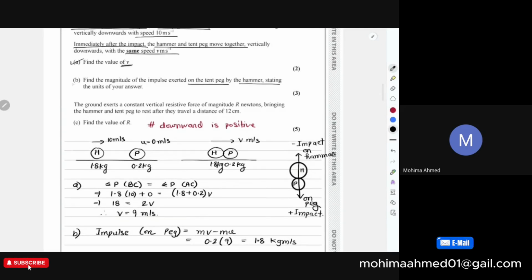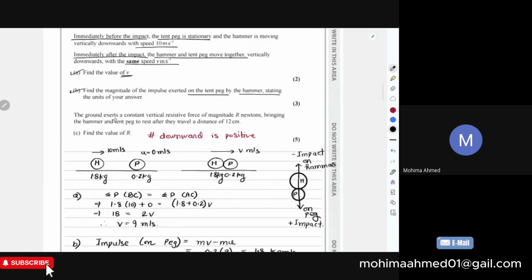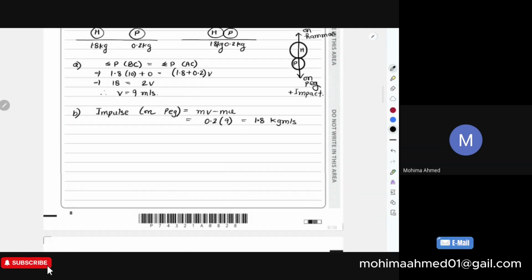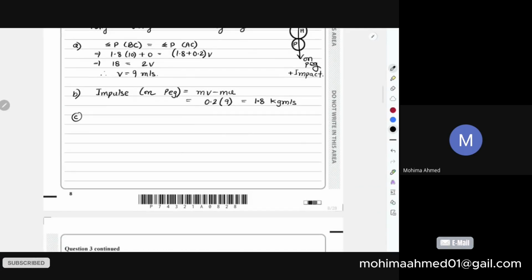Then again, after this, now they're saying the ground exerts a constant vertical resistive force of R newtons, bringing the hammer and tent peg to rest after they travel 12 centimeters. Find the value of R. This time, for part C, you're not supposed to calculate them or consider them separately. This is the space they have created inside the ground, and they have traveled 12 centimeters into the ground.